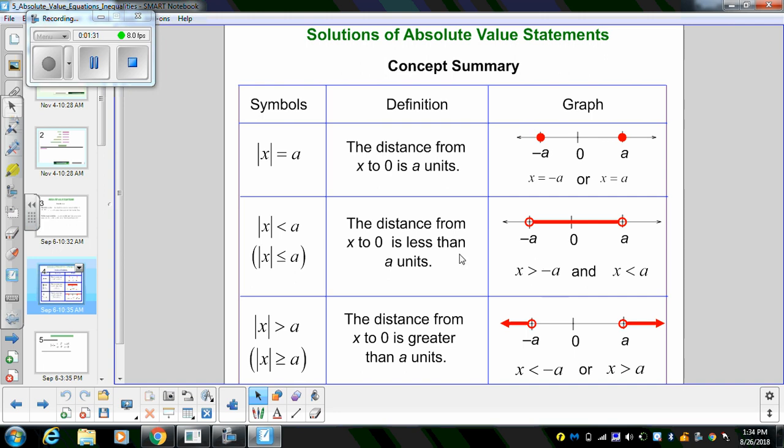So you see, if it has a less than sign, we're going to be dealing with an "and" conjunction, where it makes the sandwich. If we have a greater than, we make the "or" conjunction, which makes the wings. That's definitely a big part to know. If it's just a regular equal sign, you'll see it just makes two dots. Alright, so absolute value tends to always have at least two solutions.